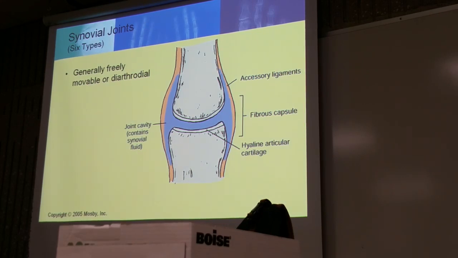Synovial, talking about an encapsulated joint that contains the synovial fluid that allows free movement. The synovial fluid is kind of a milky type of fluid that promotes a smooth, friction-free type of movement in the joints.